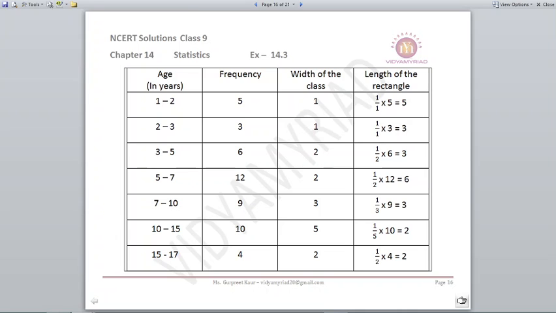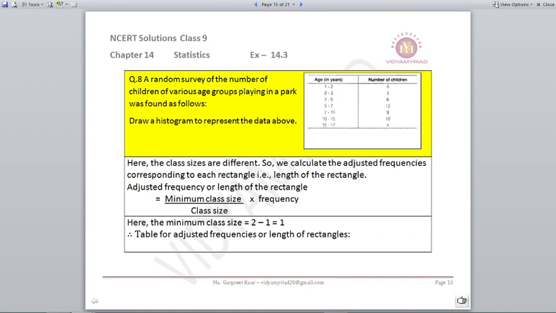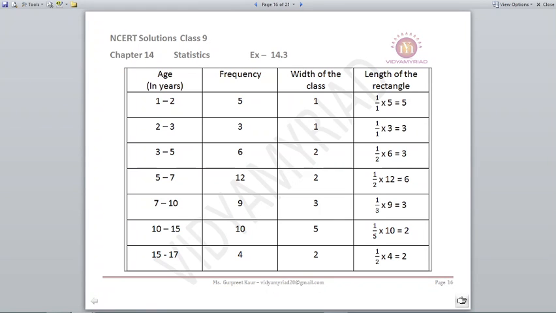Now length of the rectangle, again I will tell you the formula. Length of the rectangle is minimum class size upon class size multiplied by the frequency. Now what is the minimum class size here? 2 minus 1 is 1. What are the frequencies? We already know. So length of the rectangle is 1 upon 1 multiplied by 5, which is 5.